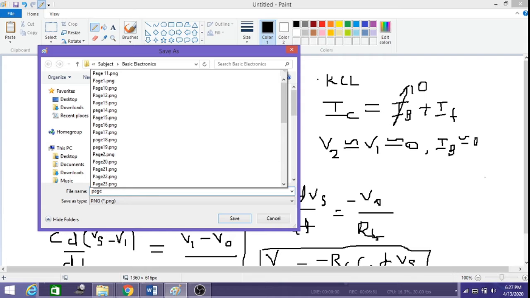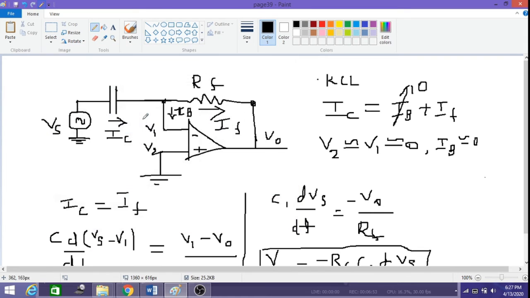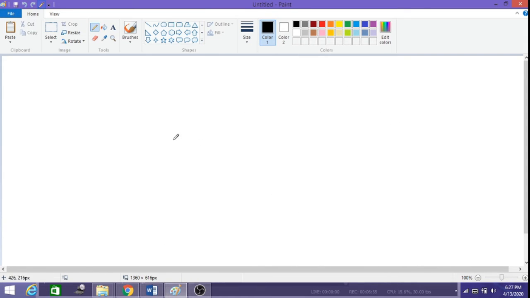So this is page 39. Let me take a new page here. Let us take an example. Here the peak value of the sinusoidal waveform.